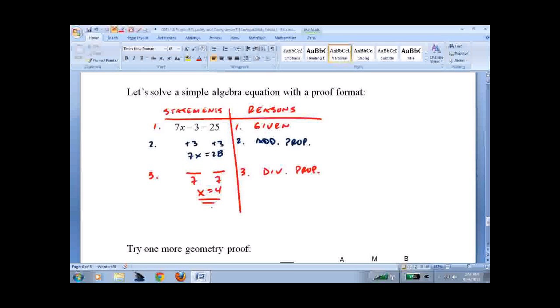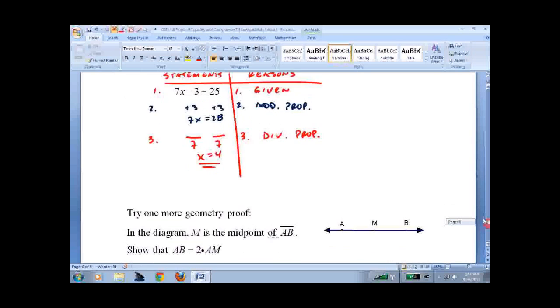So why did I do that? Because you've been doing proofs in algebra, but you didn't realize it. You're justifying each step with a reason. Oh, that's addition property, that's symmetric property, that's division property. So this is not really new, but it just looks very different.